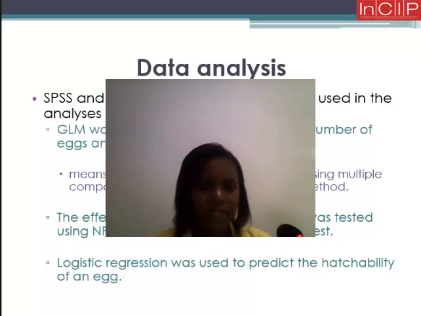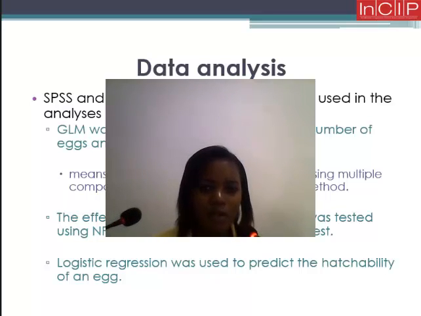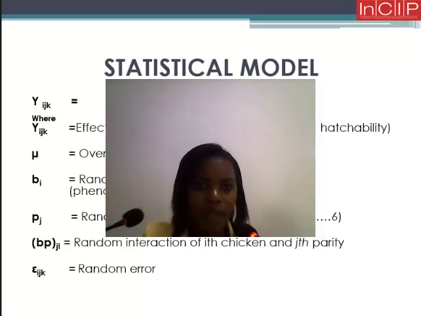So the general linear model was used to test the effect of parity on number of eggs and hatchability, and the means in each category were separated based on the Tukey HSD subset method. And the effect of parity on egg size was tested. Egg size, meaning egg weight, was tested using non-parametric analysis of variance based on the Kruskal-Wallis test. And logistic regression was used to predict the hatchability of an egg.